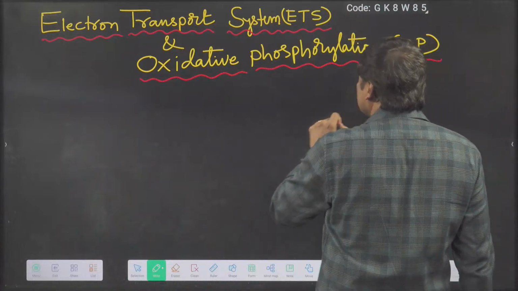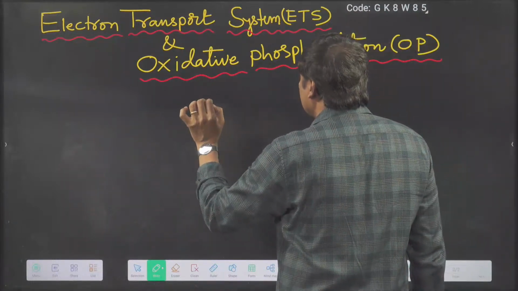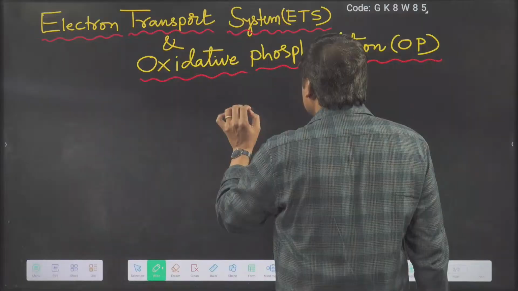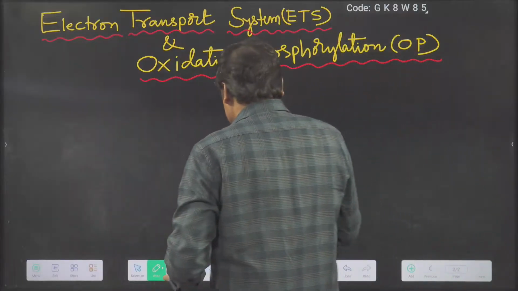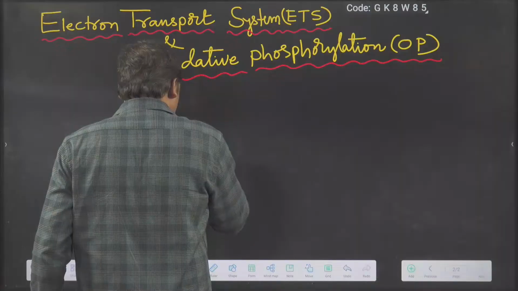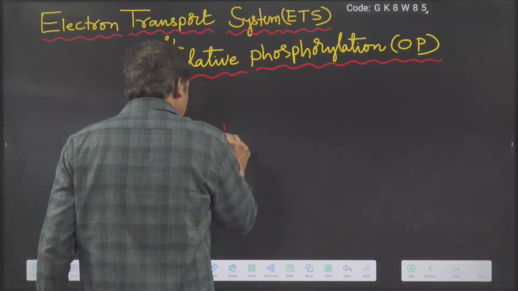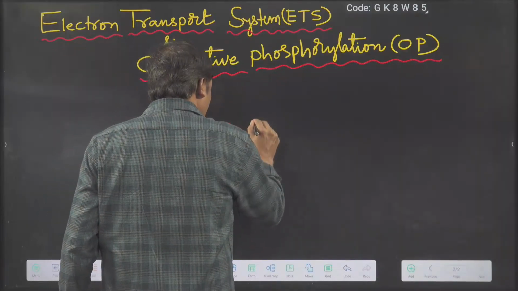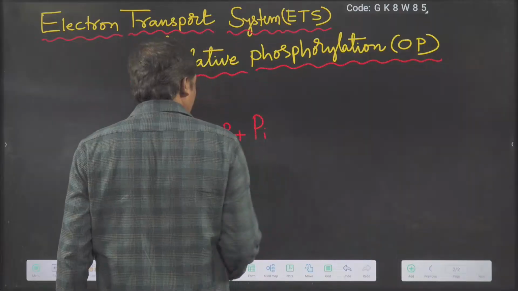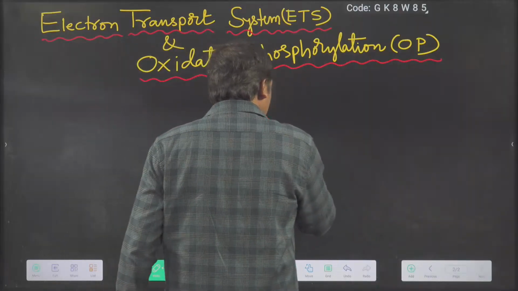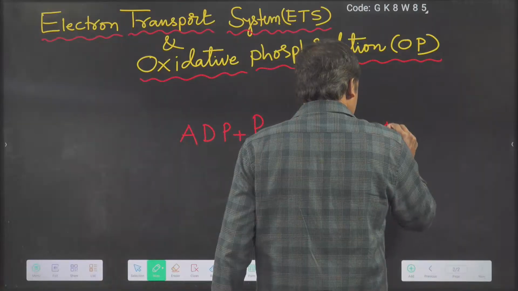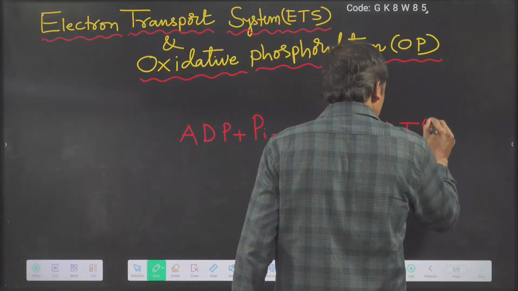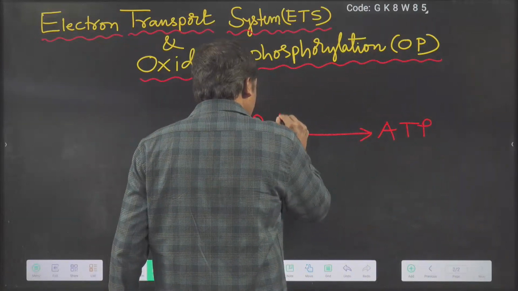Phosphorylation means formation of ATP from ADP and inorganic phosphate. Formation of ATP from ADP and inorganic phosphate is known as phosphorylation.